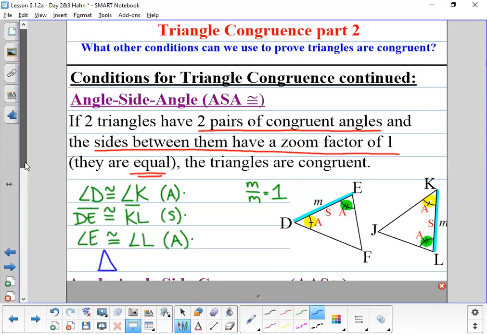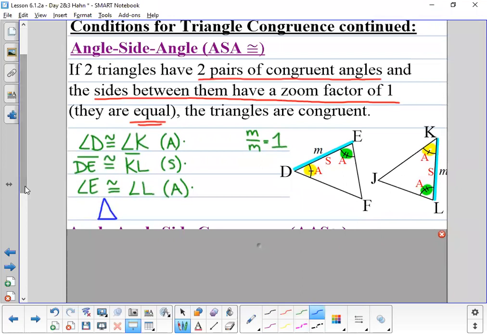Remember, the first triangle, you get to choose the order of the letters. I'm going to choose to write DEF. And that is going to be congruent to triangle... Okay, D came first and it corresponds with K. So K will have to come first. E was second. It corresponds with L. So L will come second. And F came third and it corresponds with J. So there is my triangle congruence statement.